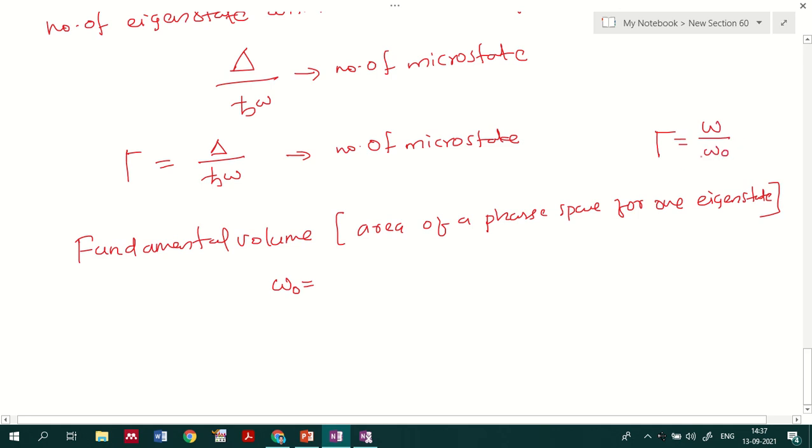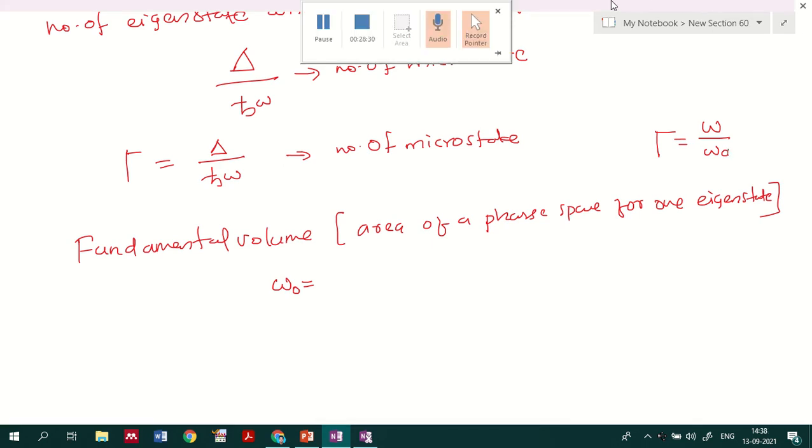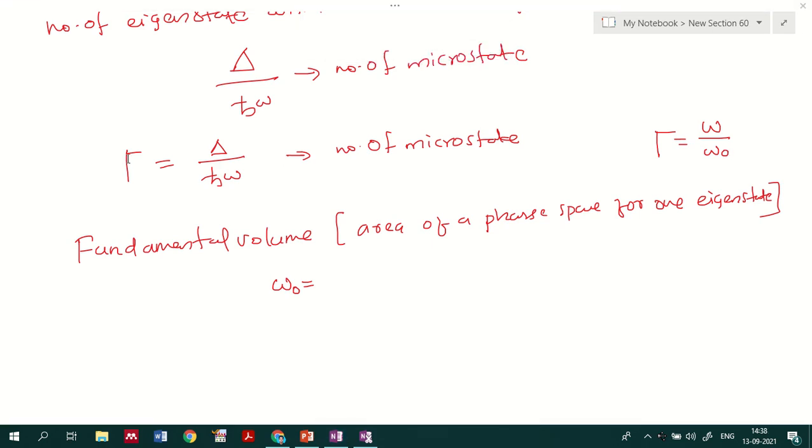Okay, from that representation, the fundamental volume is the volume of a single microstate, or rather we can say that it is the area of a phase space for one eigenstate. So, the relation gamma equals omega by omega 0 we already identified in the case of the microcanonical ensemble. From that, omega 0 equals what? Omega by gamma.